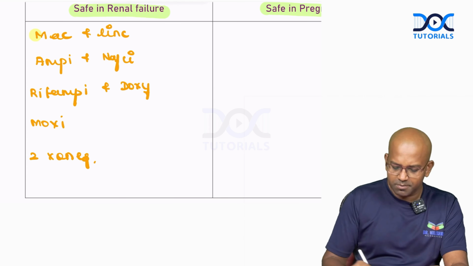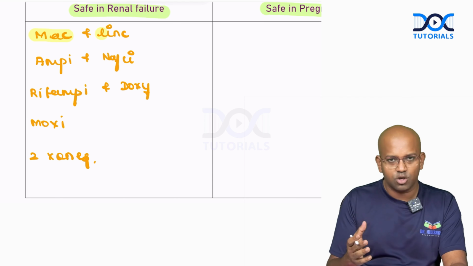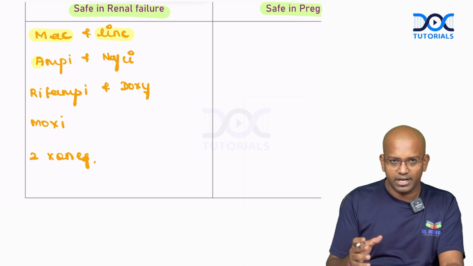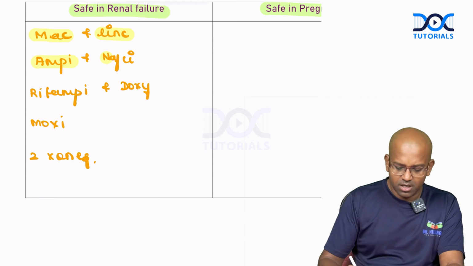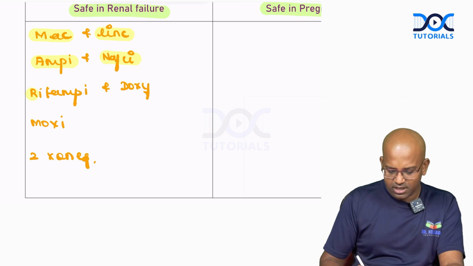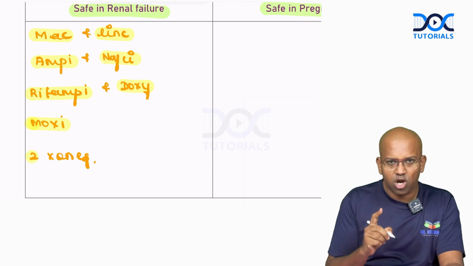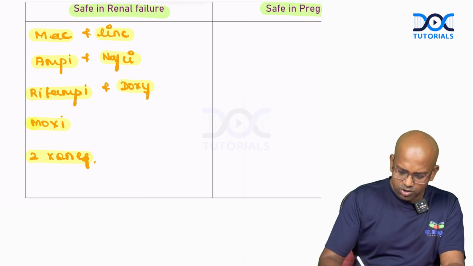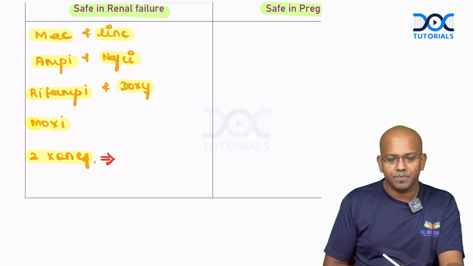Let's look into those from a deeper perspective. What exactly is MAC? Macrolides, like your azithromycin, clarithromycin. Link stands for lincosamides, like your lincomycin, clindamycin. Ampi is for ampicillin. Napsy, we know, is nafcillin. Rifampicin. Doxy is for doxycycline. Moxy is for moxifloxacin. Remember that. And two zones includes two cephalosporins which end with zone, guys.